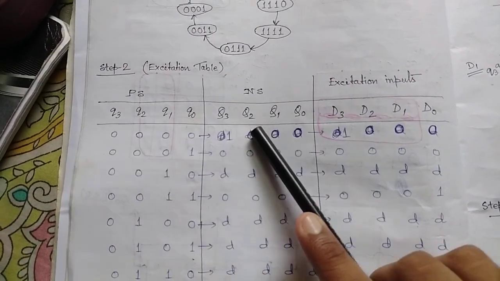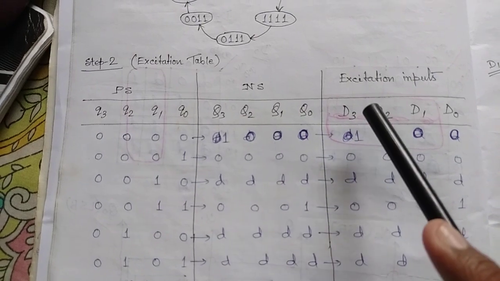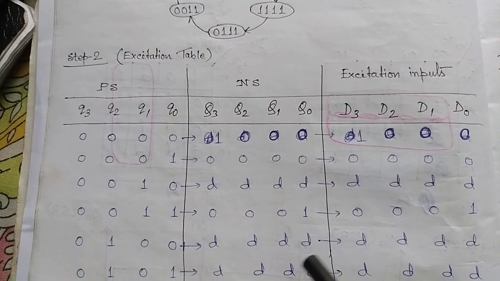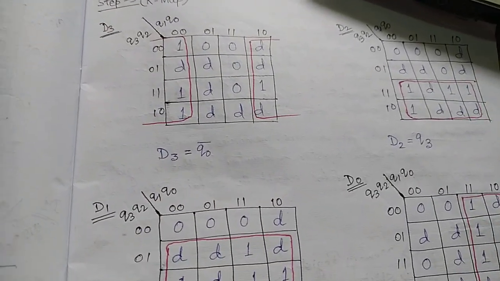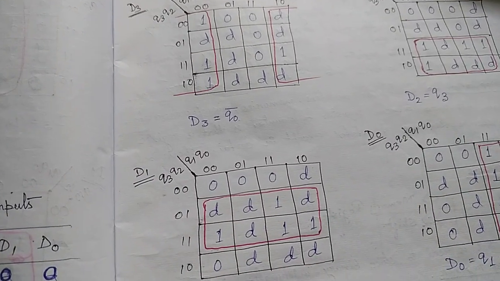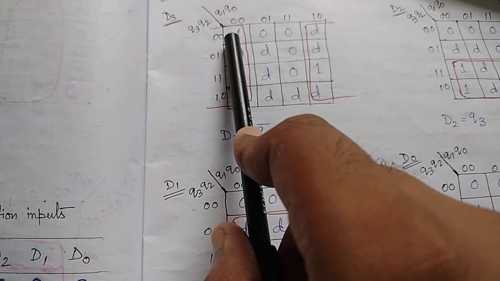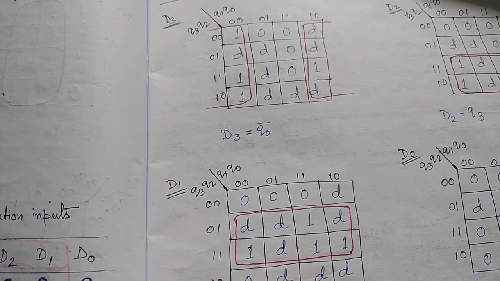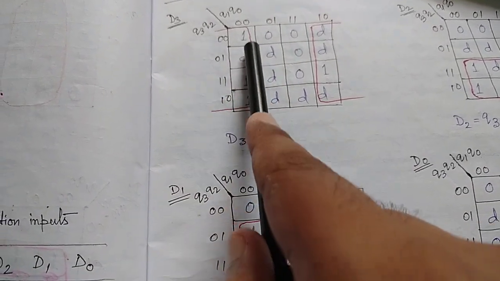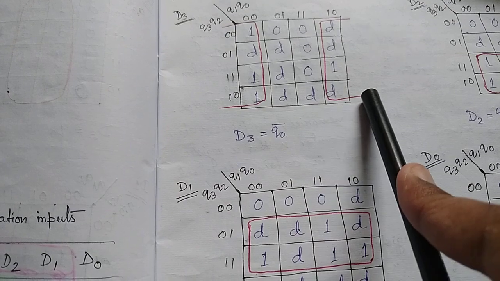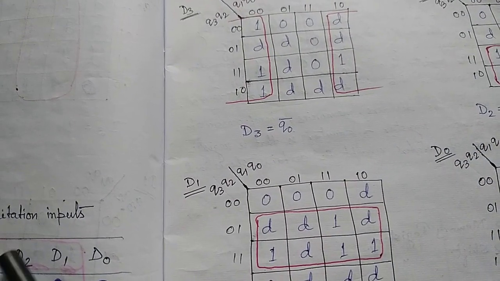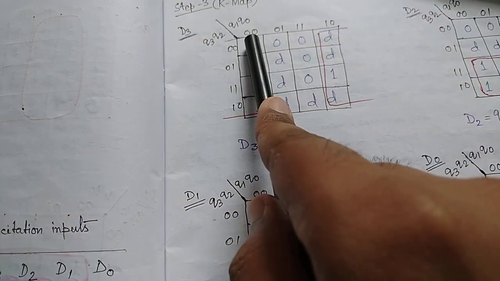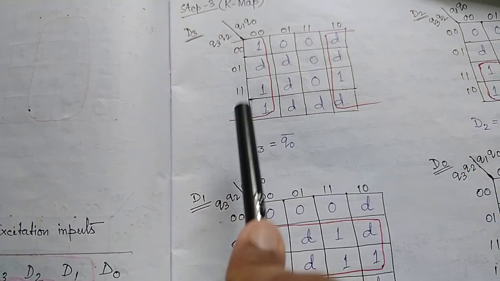As earlier discussed, the next state will be the same as the excitation input of the D flip-flop, so this will be just copy paste. Then you have to solve the 4 K-maps. First D3, I have put the values according to the excitation table as earlier discussed in the ring counter. Here you can see a pairing of 8 boxes which comprises 1 and D. So D3 will be equal to Q0 bar, because Q0 is not changing, it is 0 and 0. As the value is 0, it is bar. If the value was 1, then it would be Q0.